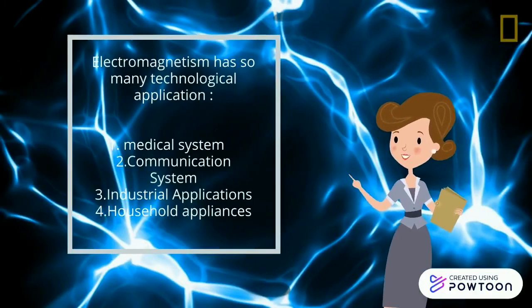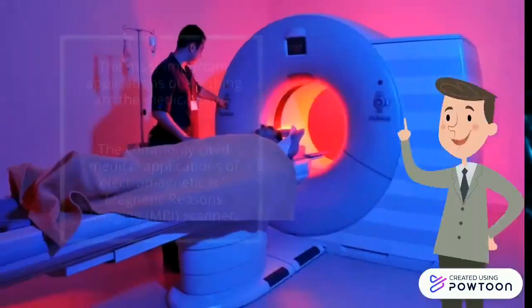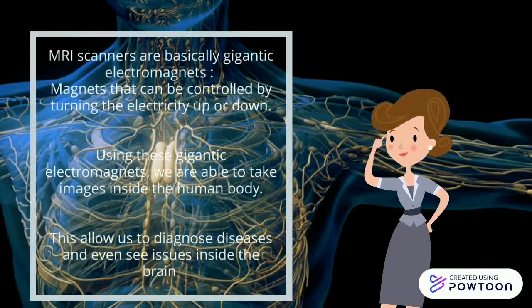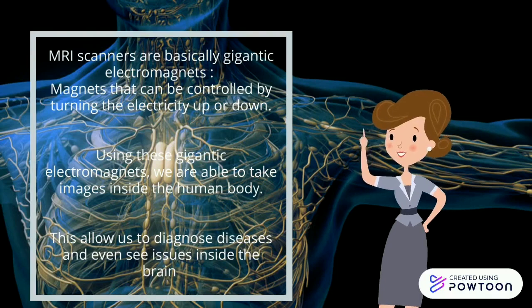Electromagnetism has many technological applications in medical systems, communication systems, industrial applications, and household appliances. The most important applications are the medical ones. The commonly cited medical application of electromagnetism is magnetic resonance imaging, known as the MRI scanner. MRI scanners are basically gigantic electromagnets, magnets that can be controlled by turning the electricity up or down. Using these gigantic electromagnets, we are able to take images inside the human body. This allows us to diagnose diseases and even see issues inside the brain.